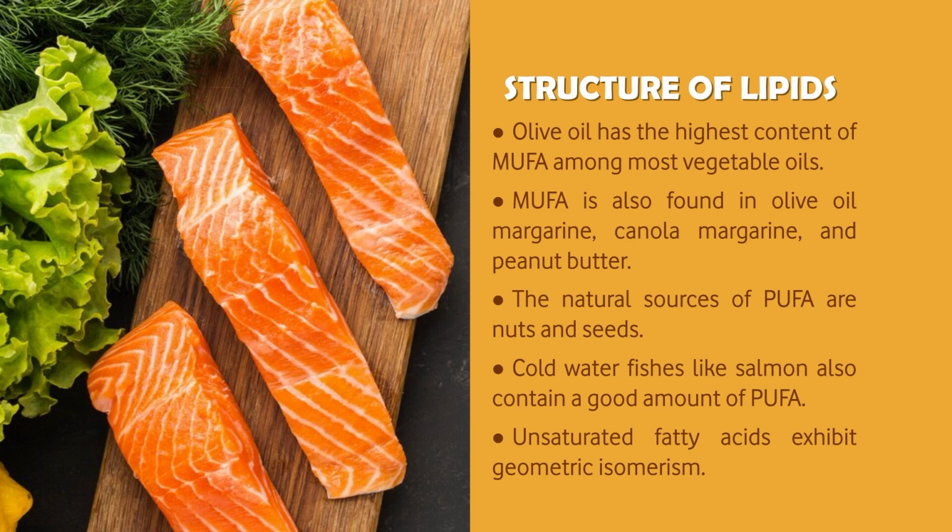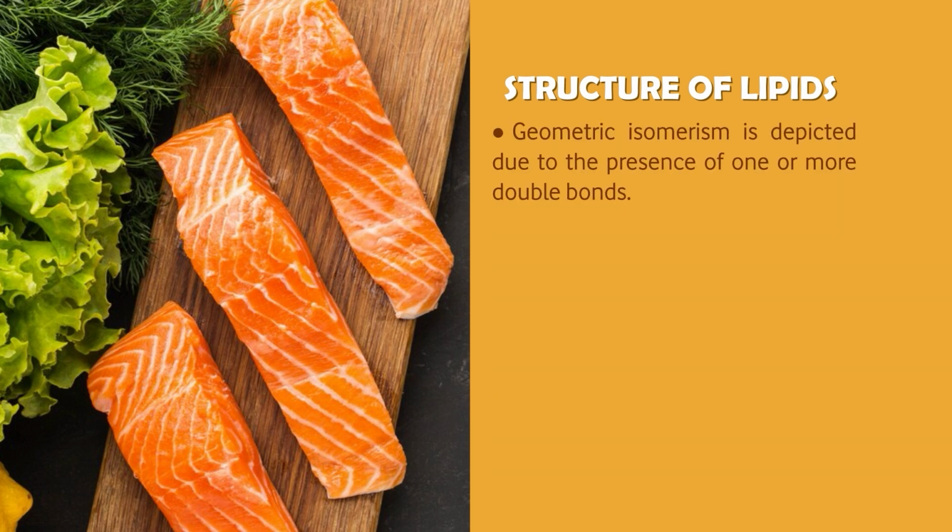Unsaturated fatty acids exhibit geometric isomerism. Geometric isomerism is due to the presence of one or more double bonds.